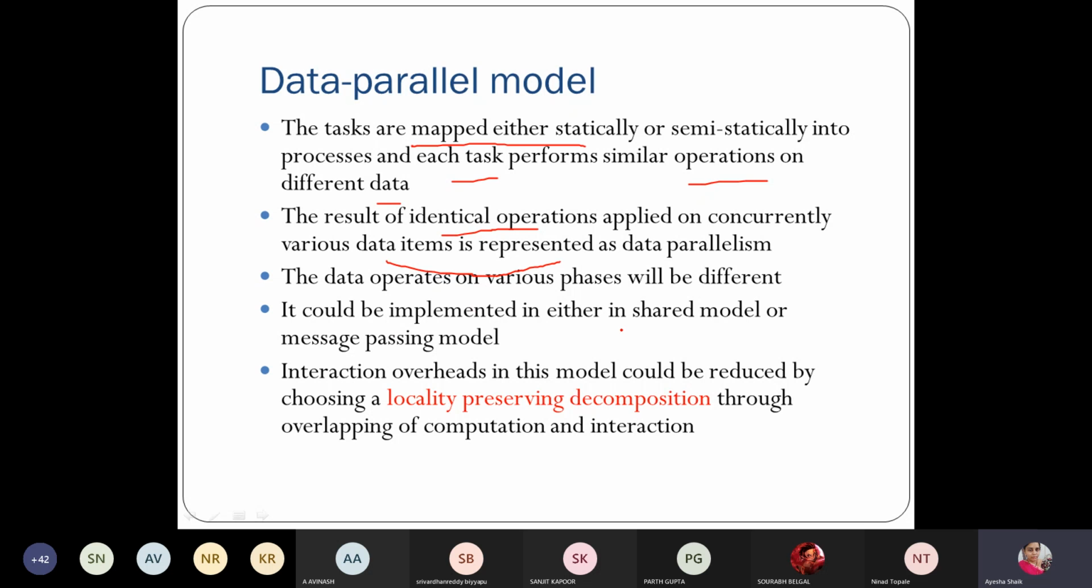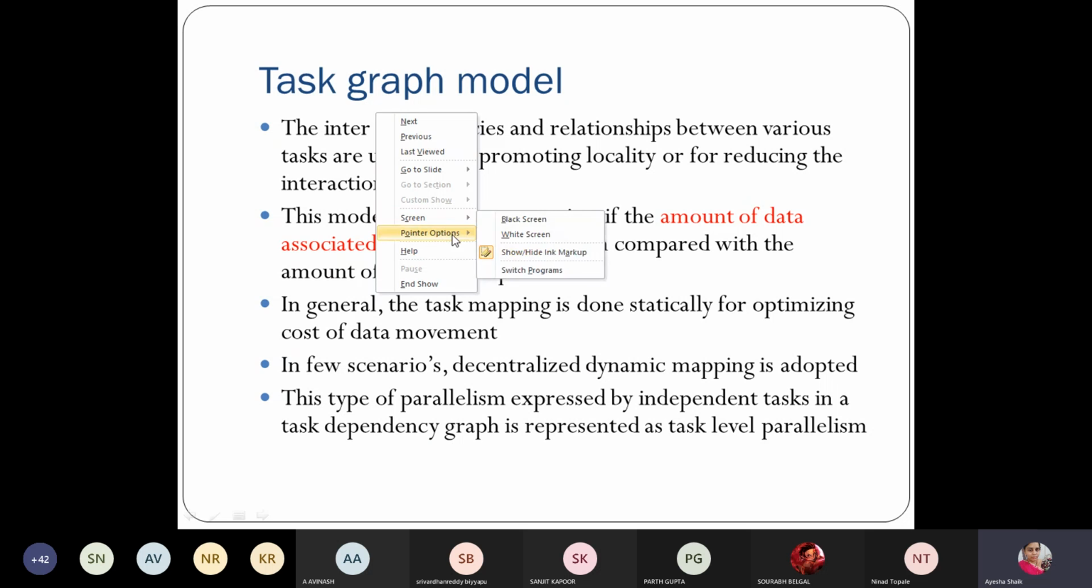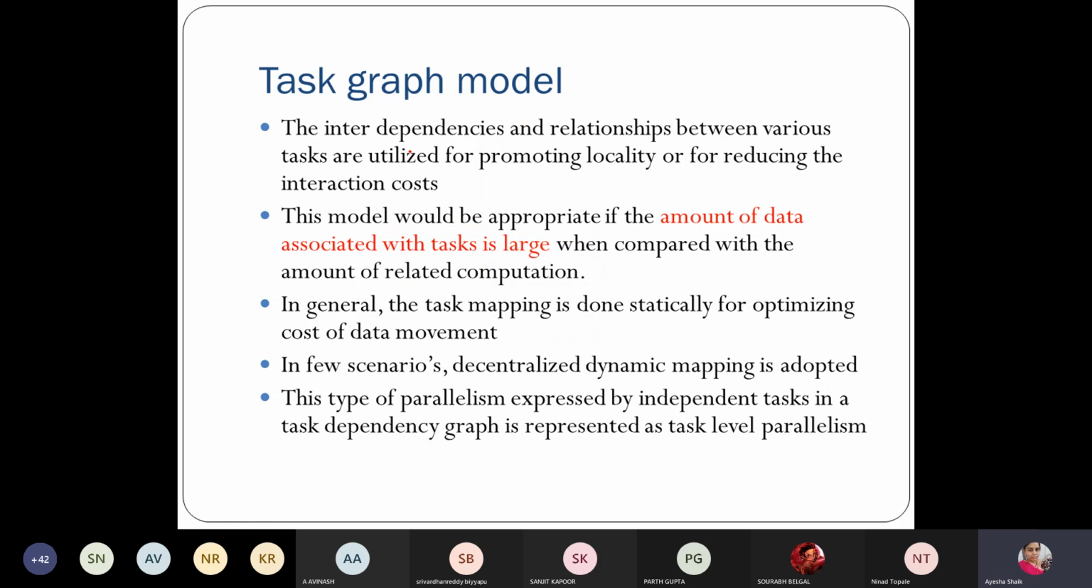And we can implement it in either shared model or message passing model. Interaction overheads in this data parallel model will be reduced if we have a locality preserving decomposition through overlapping of both computation and interaction. If we are preserving the locality, then the overheads can be reduced. Then coming to the task graph model, the interdependencies and relationships between various tasks are utilized for promoting locality or for reducing the interaction cost.